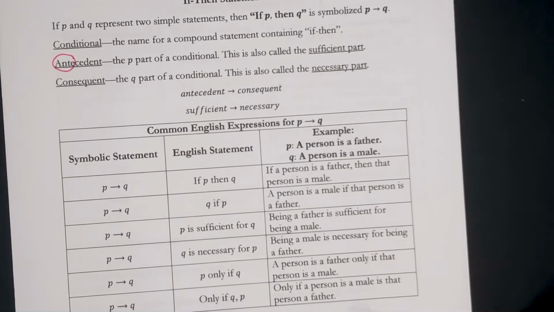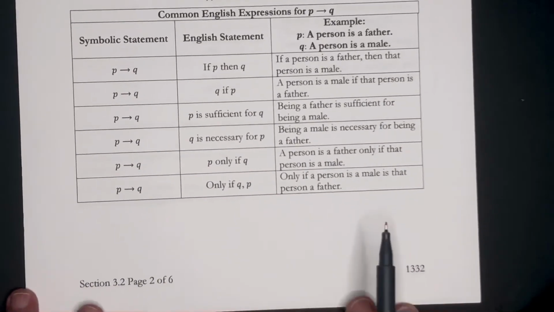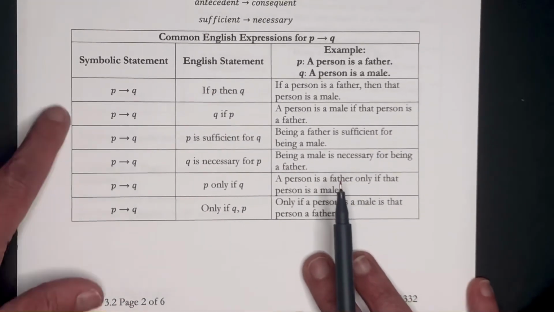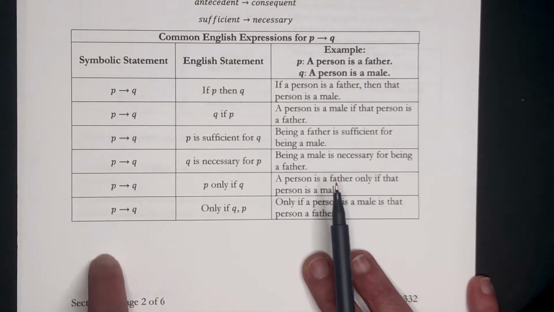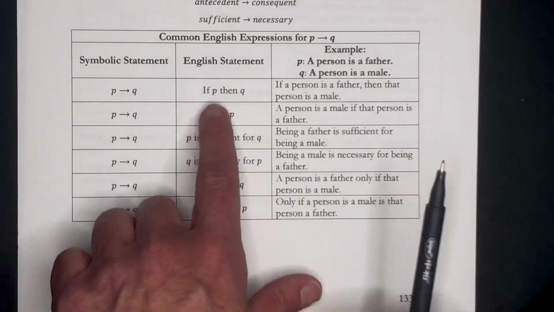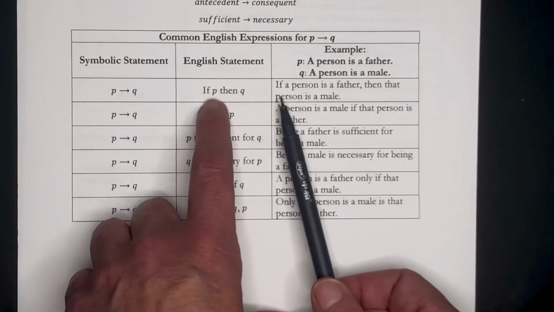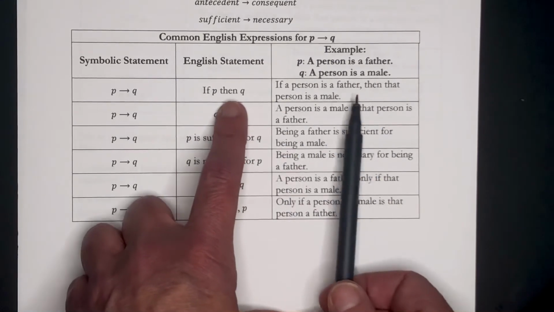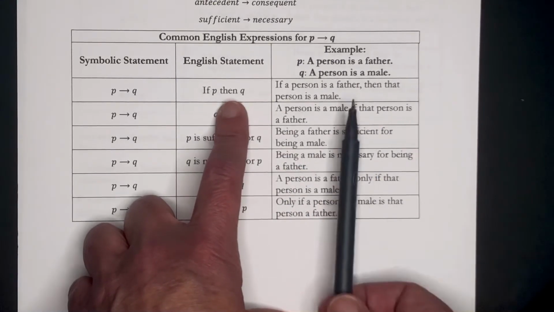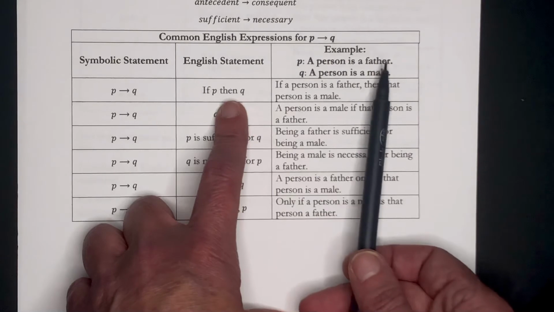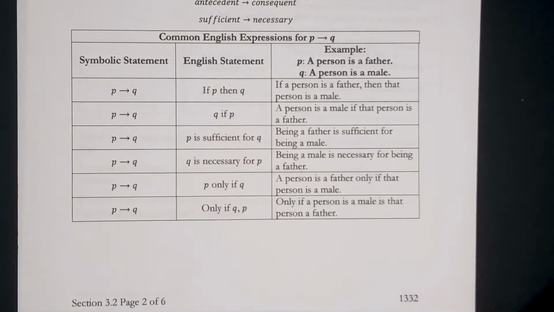Okay, so let's look at some common phrases. And you'll see here, they are all the same symbol. And here we go. If P, then Q. That's exactly the way we phrased it. And I'm doing this with a male and a father. The book, My Math Lab, does not acknowledge that there are any genders between male and female. So as you are working these problems, keep that in mind.